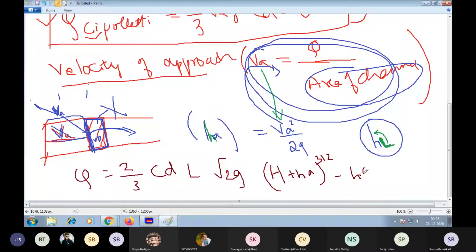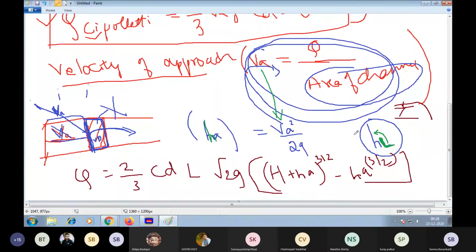Understood? Instead of taking only H, we consider H plus HA. H is the height of the water, and in that there is an extra height, which is the velocity of approach head. That is taken as H plus HA raised to 3 divided by 2 minus HA raised to 3 divided by 2. So this is the equation when you consider the velocity of approach.